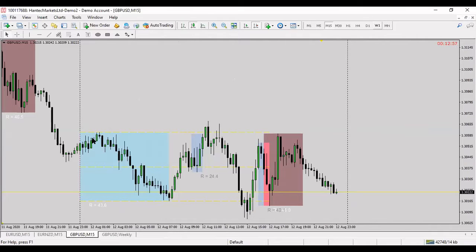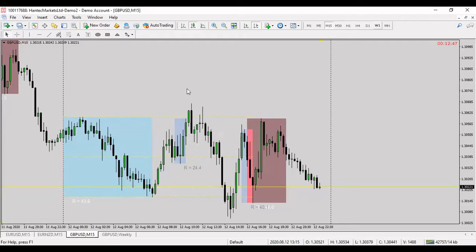Someone is asking, this indicator is for only MT4. It won't work on MT5. We have MT4 on our platform, so please download it. It makes things very simple for you. It's for only MT4. It won't work on MT5.